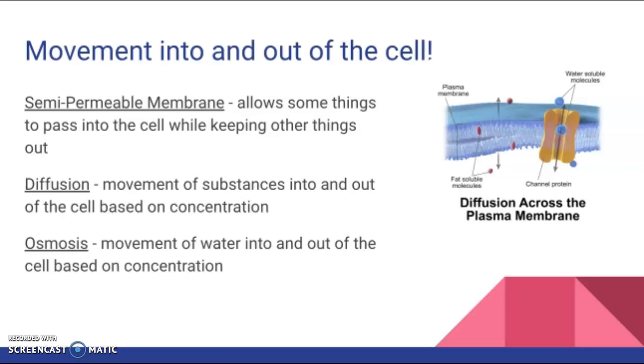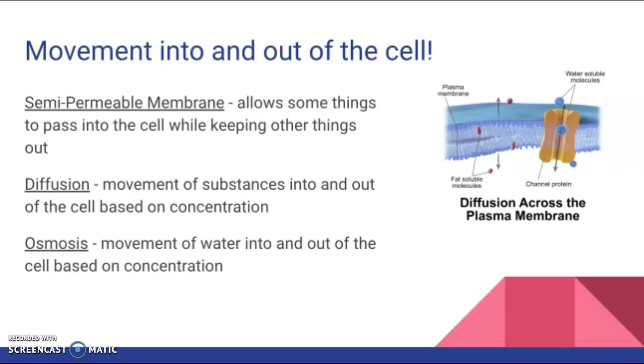The word diffusion is the movement of substances. So this could be like the movement of vitamins, the movement of salt and sugar. And it works basically based on concentration, like does it need more sugar, does it need less sugar? And it will allow things to pass in and out of the cell wall.